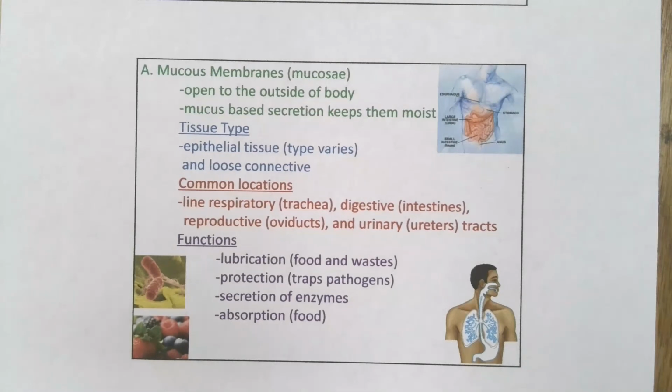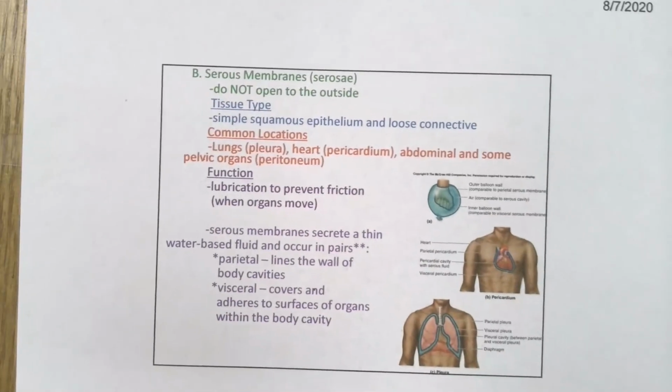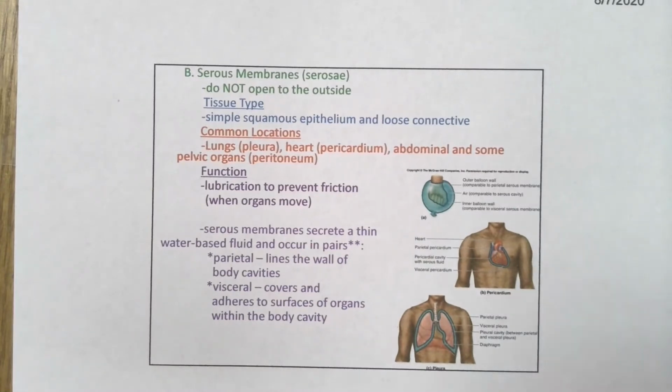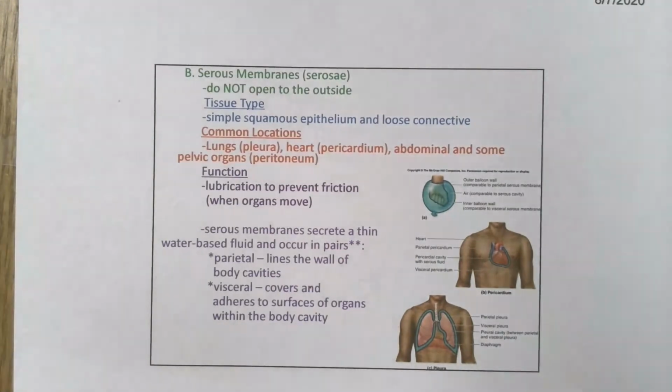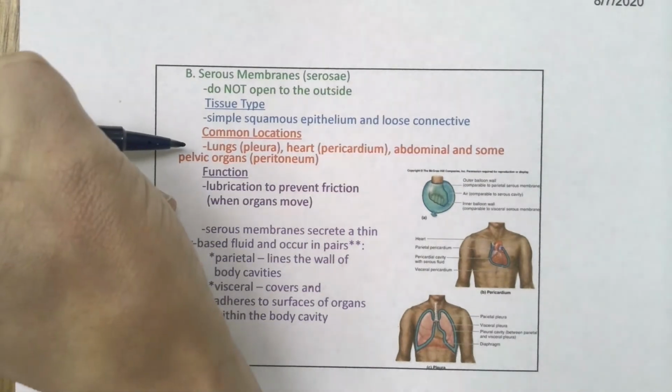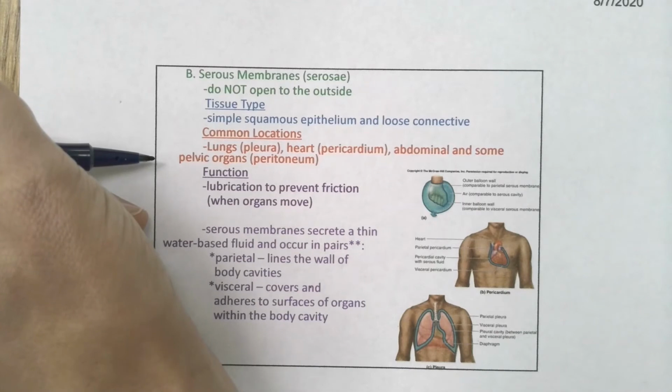The next type is a serous membrane. Serous membranes are often called the serosa, and they do not open to the outside of the body, and they are made of simple squamous epithelial tissue and loose connective tissue or areolar tissue. Here are some locations: the pleural membranes around the lungs, the pericardial membranes around the heart, and the peritoneal membranes in the abdominal and pelvic regions.